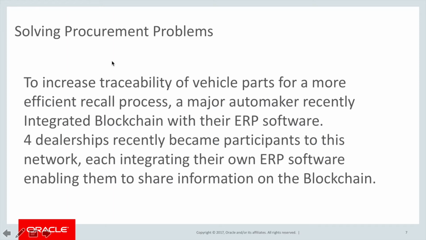Let's talk about a simple problem and how it could easily be addressed with Oracle Blockchain Cloud Service. To increase traceability of vehicle parts for a more efficient recall process, a major automaker recently integrated blockchain with their ERP software. 4 dealerships recently became participants to this network, each integrating their own ERP software, enabling them to share information on the blockchain.